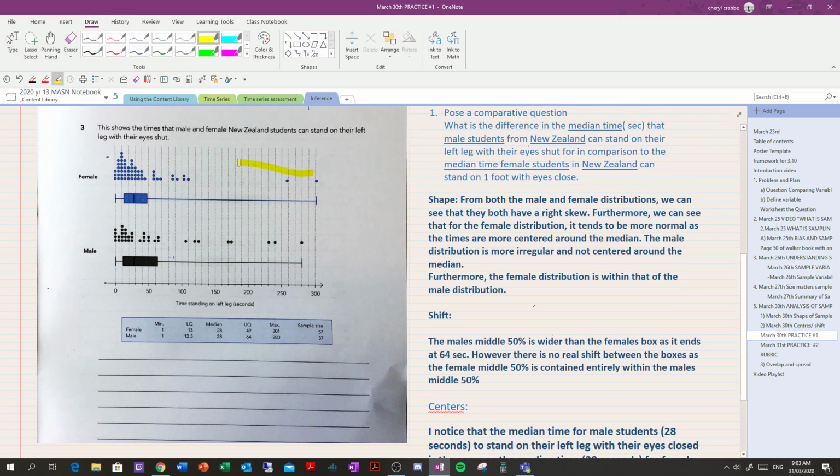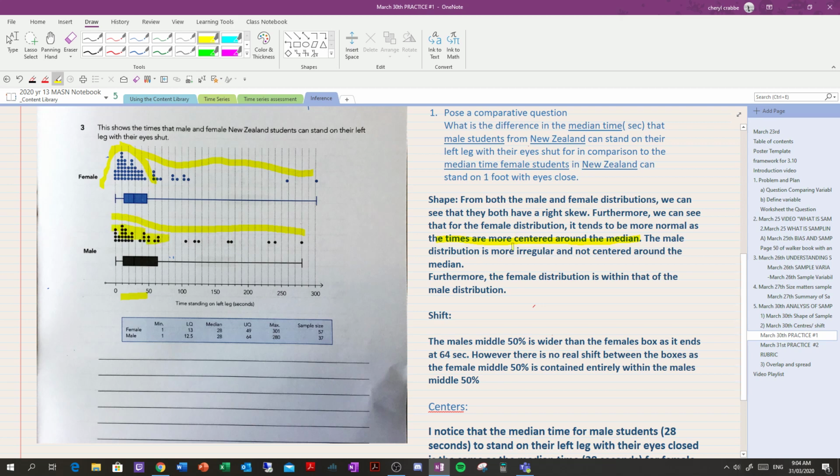Some of you said left skew. That's not a left skew. That's a right skew. They've got a tail to the right, right? Furthermore, we can see that the female distribution tends to be more normal. Even though with this data right here it's quite symmetrical, quite normal. It's got this whole bell-shaped kind of thing going on, at least between 0 and 50. So that's a nice way of saying tends to be more normal. That's what we mean. The times are more centered around the median. This is really good. The male distribution is more irregular, absolutely, and is not centered around the median. So that's what this is showing.